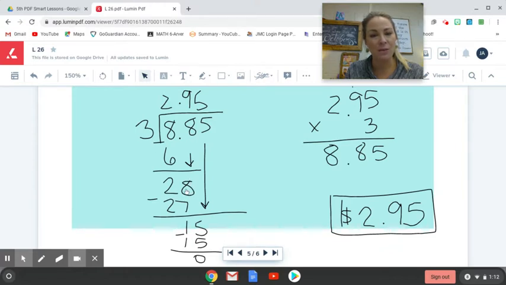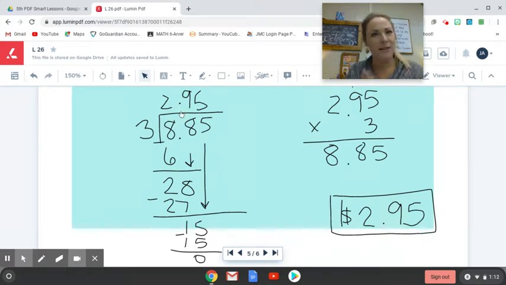Can 3 go into 28? Yes. Closest we can get is 9. So 9 times 3 is 27, I've written here. 28 minus 27 left me with 1. I still have another space left to fill here, so I'm going to bring my 5 all the way down. Can 3 go into 15? Yes, evenly. So 3 can go into 15 5 times. 5 times 3 is in fact 15, which leaves us with a remainder of 0.